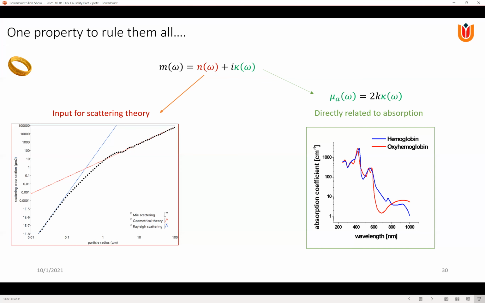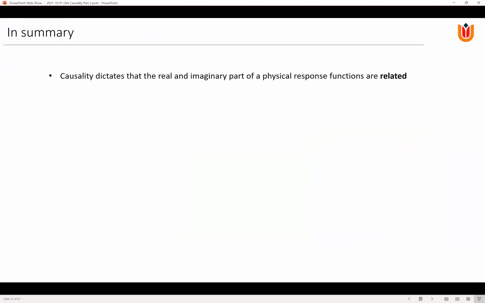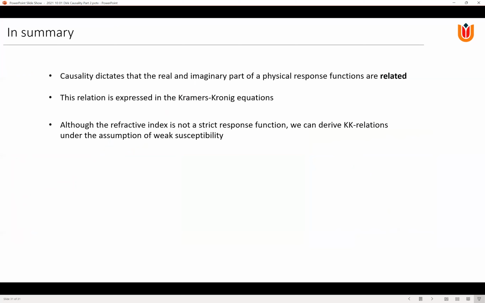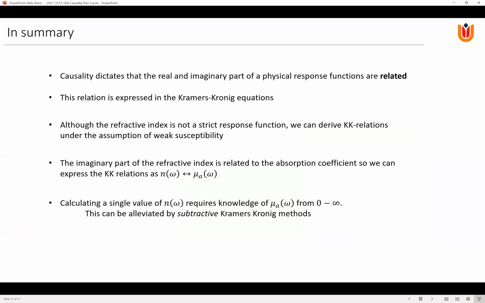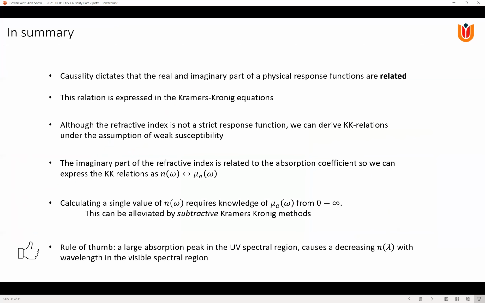Okay, this is what I just said, so I'm not going to repeat that. You can look this list up yourself.